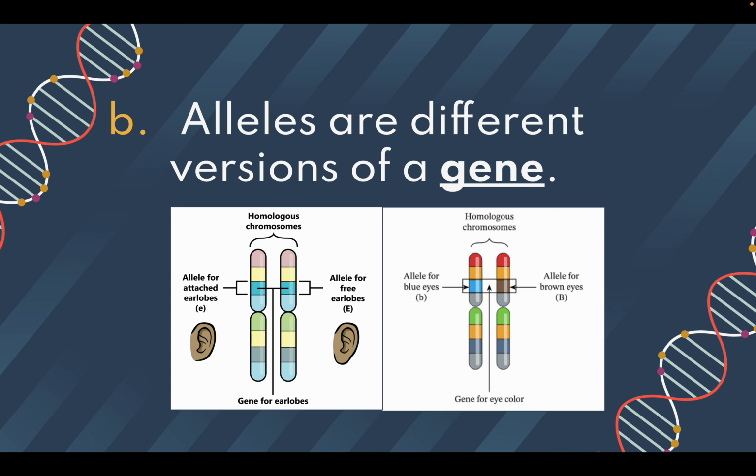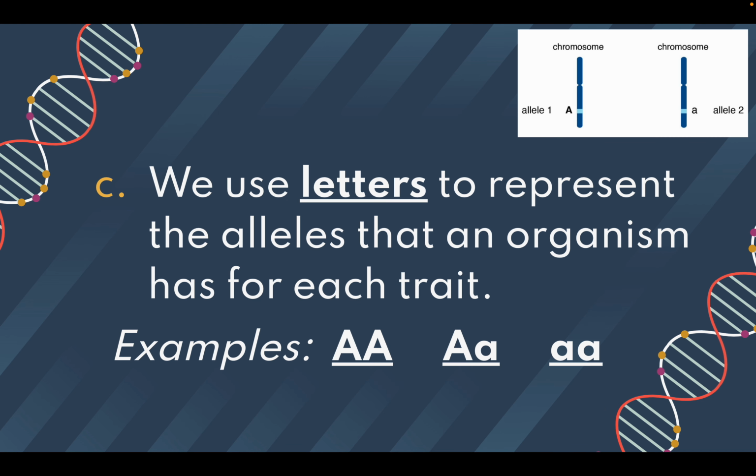Alleles are different versions of these genes. So for example, right here, we can see attached earlobes or free earlobes are two different alleles, or two different versions of this gene. You can have attached earlobes or you can have free earlobes. Those are called alleles for this different gene.